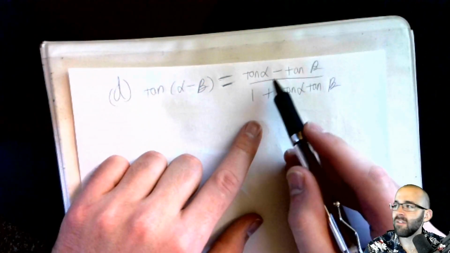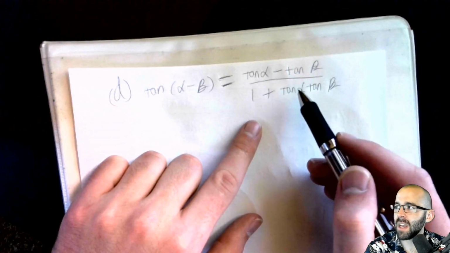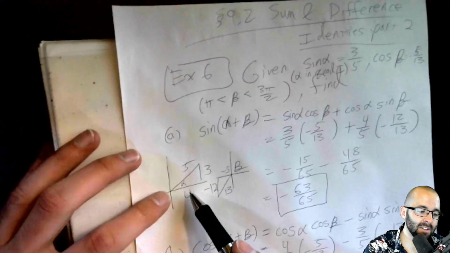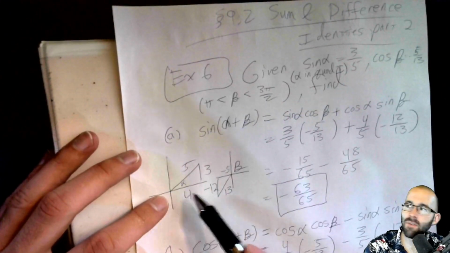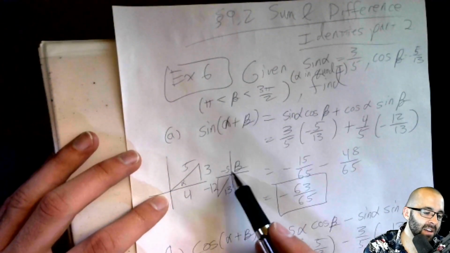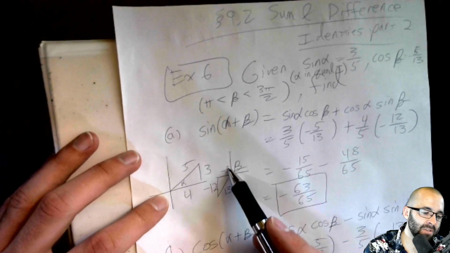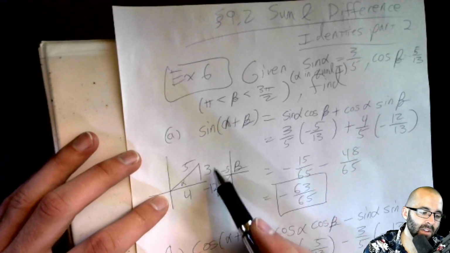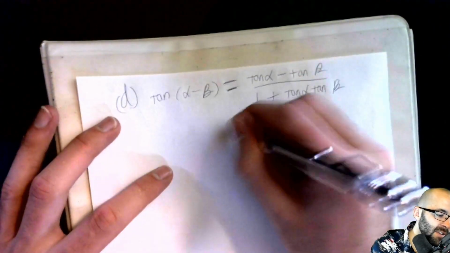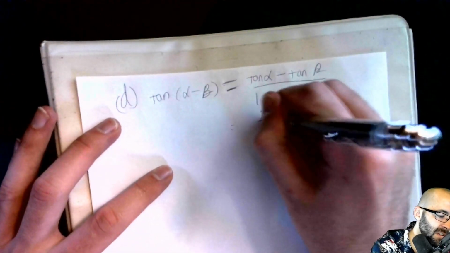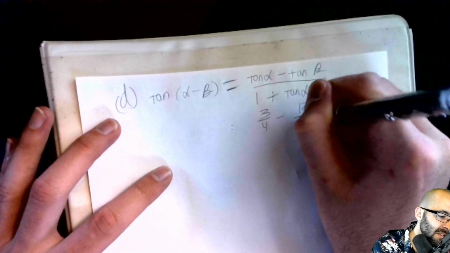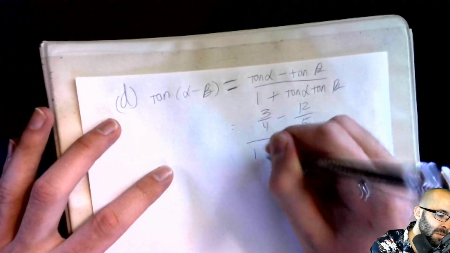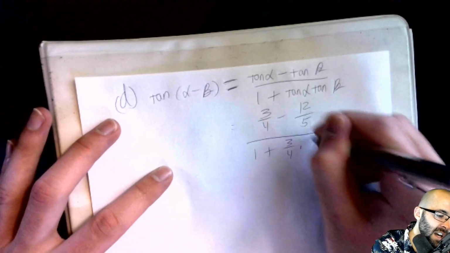And unfortunately, we haven't found what tangent of alpha is or what tangent of beta is, but we have these handy dandy little drawings. Tangent of alpha is 3/4. Tangent of beta is opposite over adjacent, 12/5. 3/4 and 12/5. Okay, so we said this was 3/4 minus 12/5 divided by 1 plus 3/4 times 12/5.